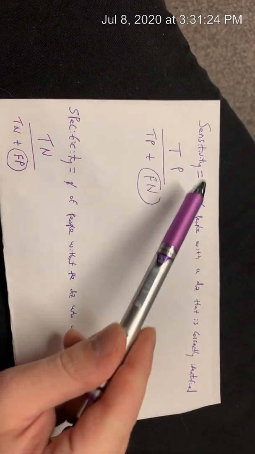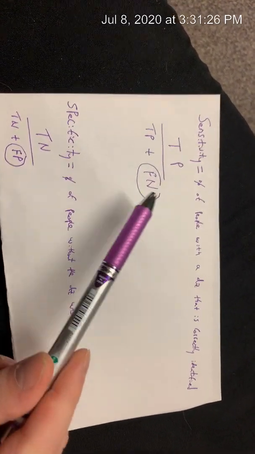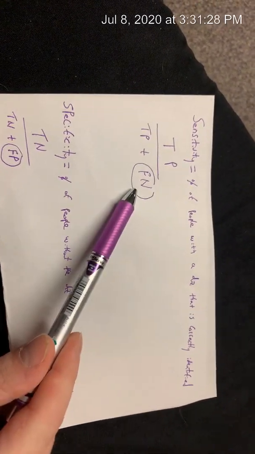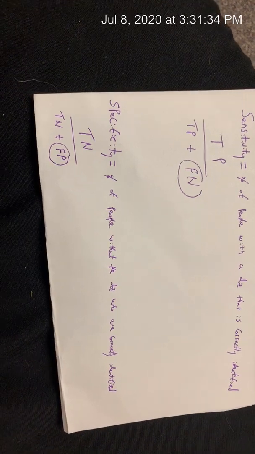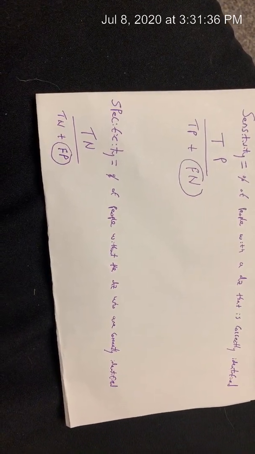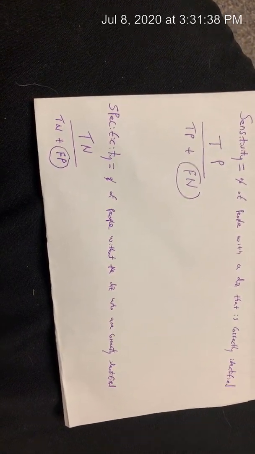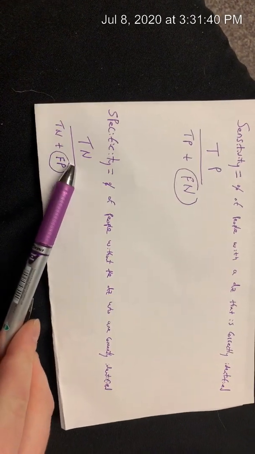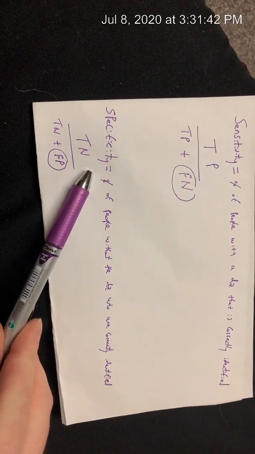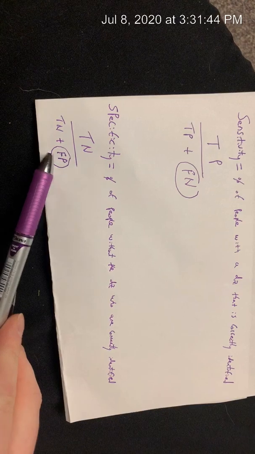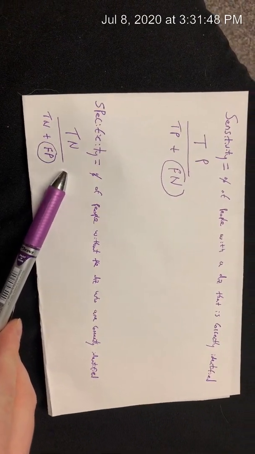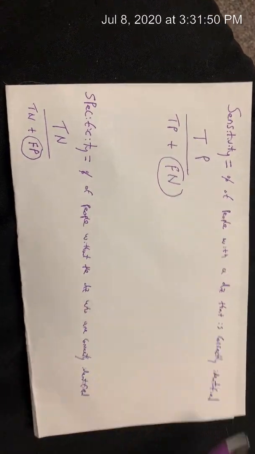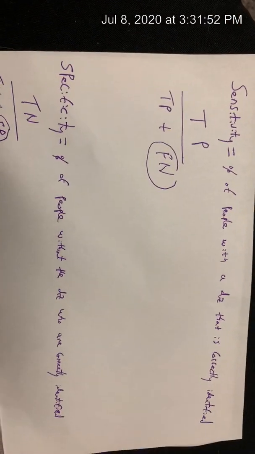Memorize this. And then I'm going to show you how to conceptualize this. Specificity equals the percent of people without the disease who are correctly identified. Memorize this. True negatives divided by the true negatives plus the false positives. Now I'm going to explain what this exactly means.